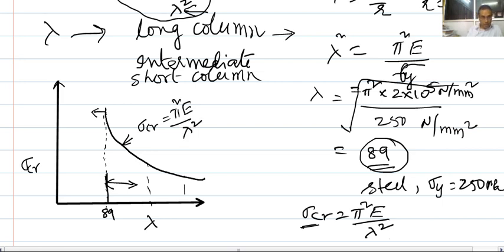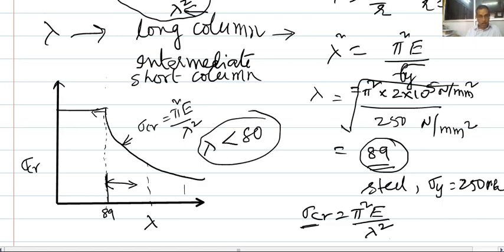Now, what happens beyond this? I call it a straight line. That means beyond this it is not going to go, because it is not valid here. For lambda less than 89, this equation is not valid. So, I assume a perfectly straight line, which is equal to sigma y, the yield stress.